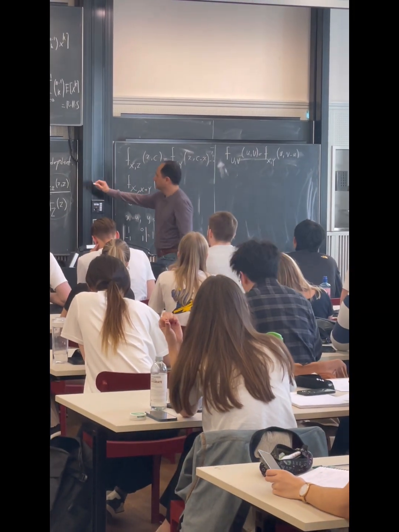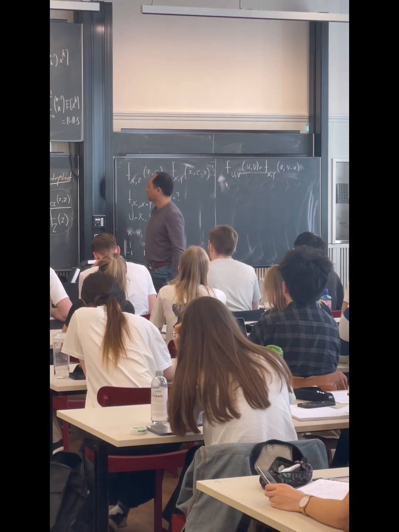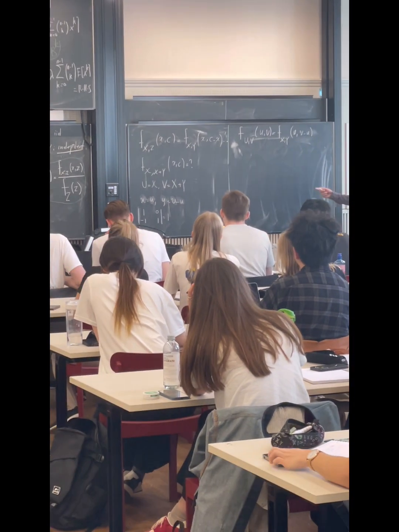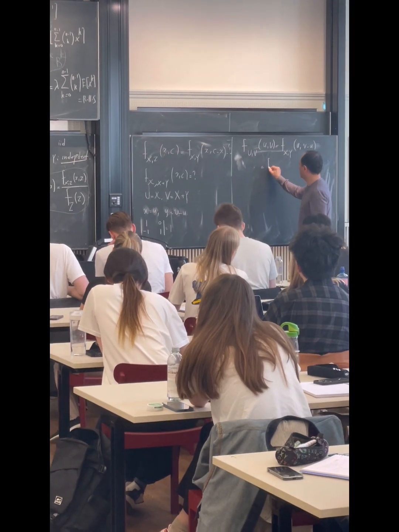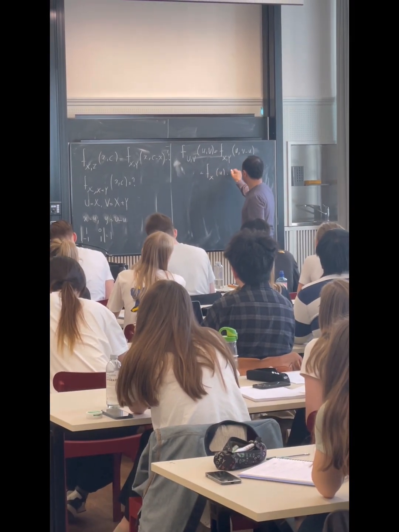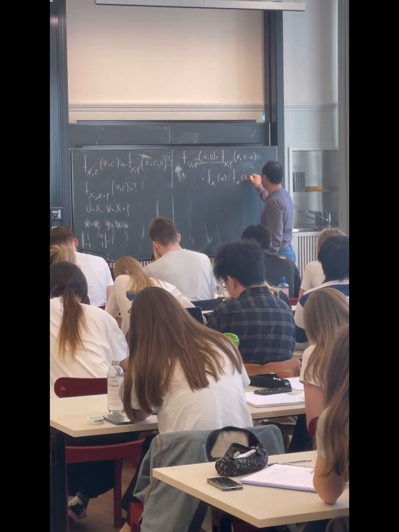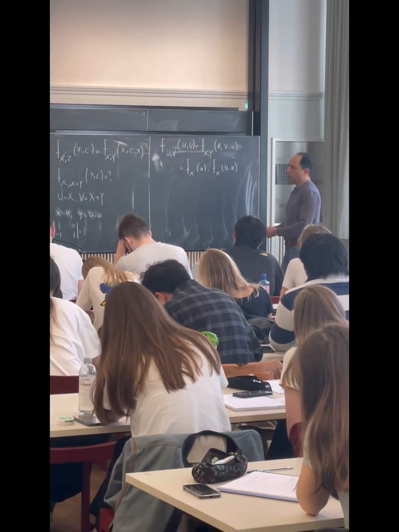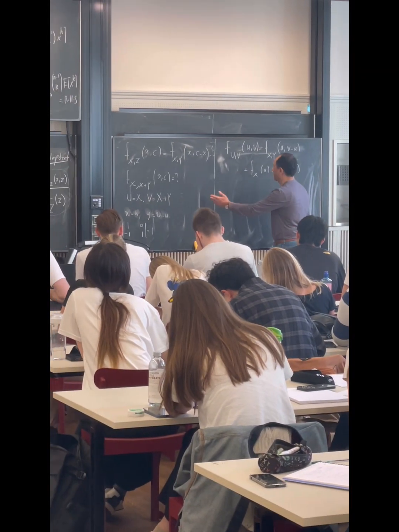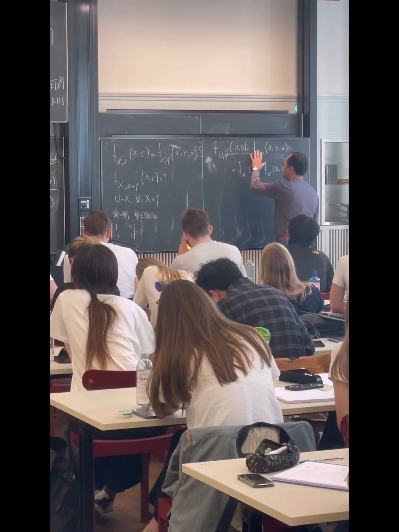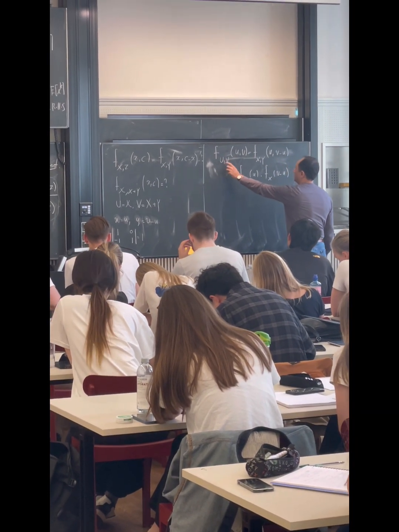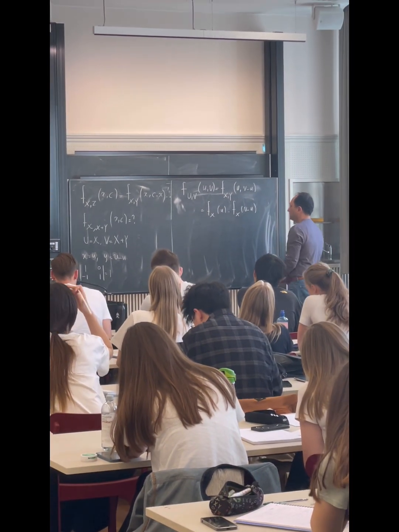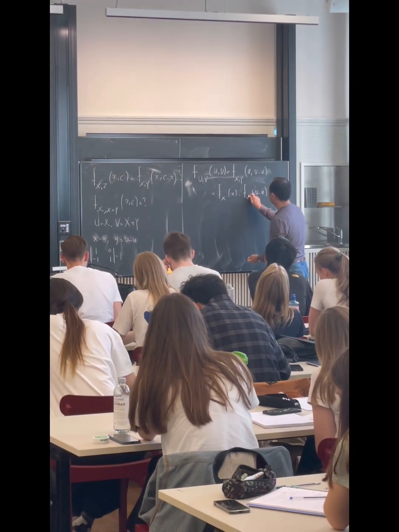If they are independent, just use the current formula. Yes, x and y are independent. Whenever it is independent, what can I do? I can write f of x of u multiplied by f of y of v minus u. So I'm doing the same thing over and over again. I have changed the variables, and because I know x and y are independent, I can write it as this.